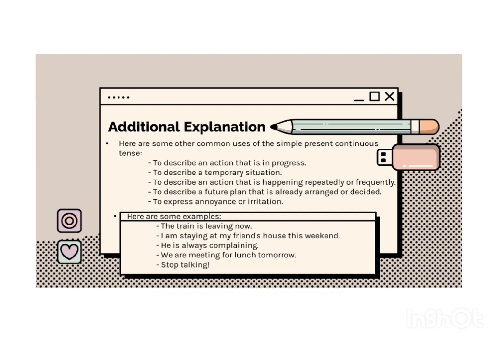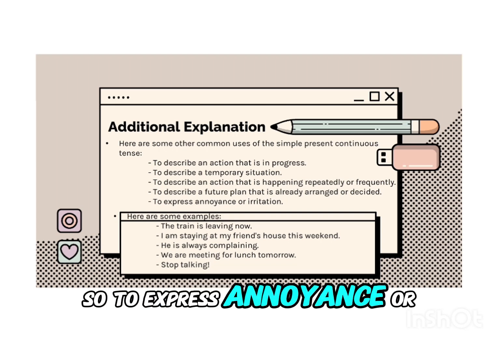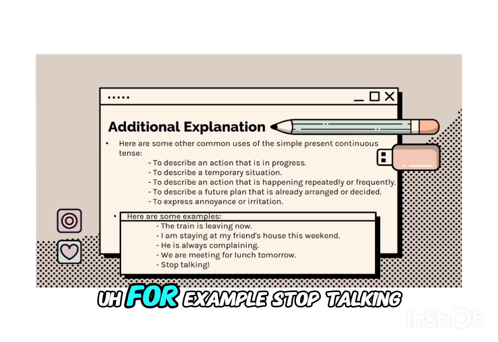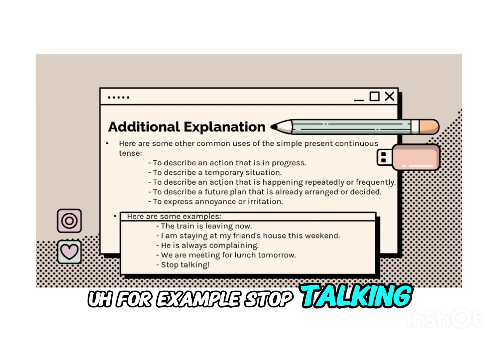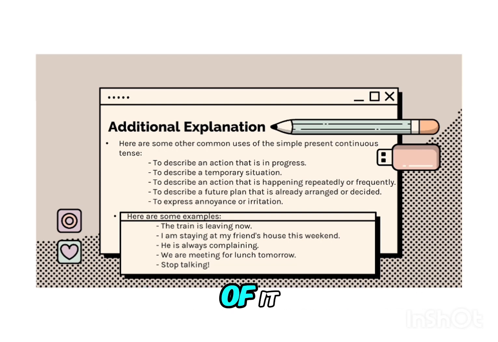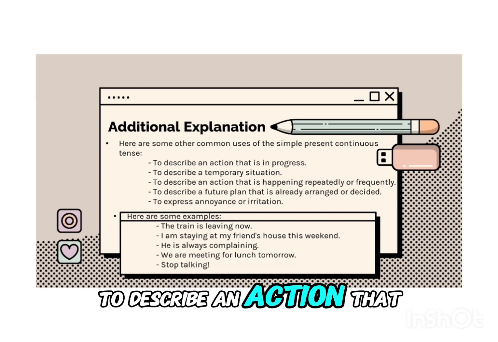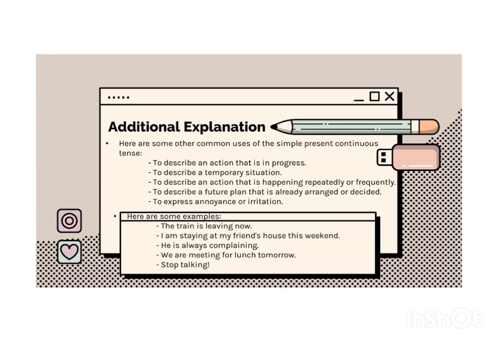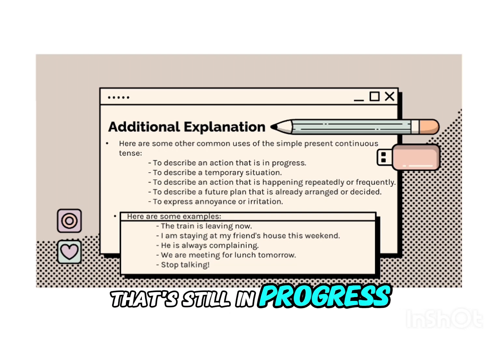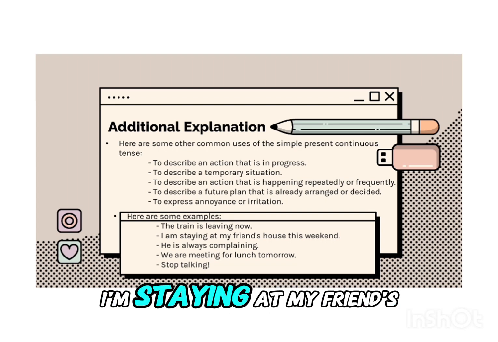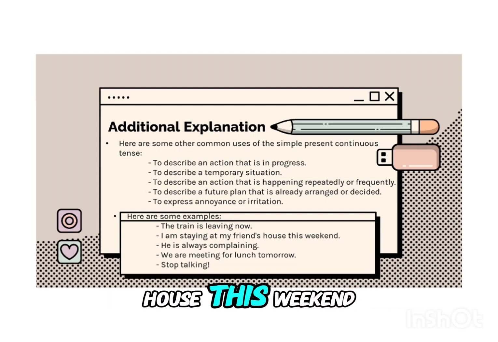So, to express annoyance or irritation, for example, stop talking. Yeah, below are some examples of it. To describe an action that is in progress: the train is leaving now. That's still in progress. And also, to describe a temporary situation: I'm staying at my friend's house this weekend.